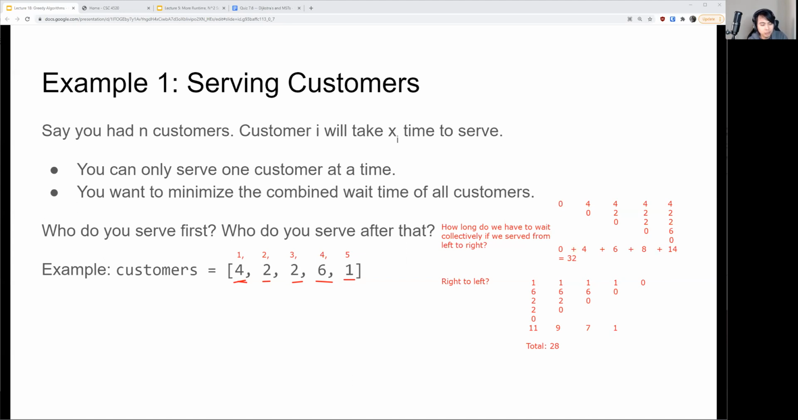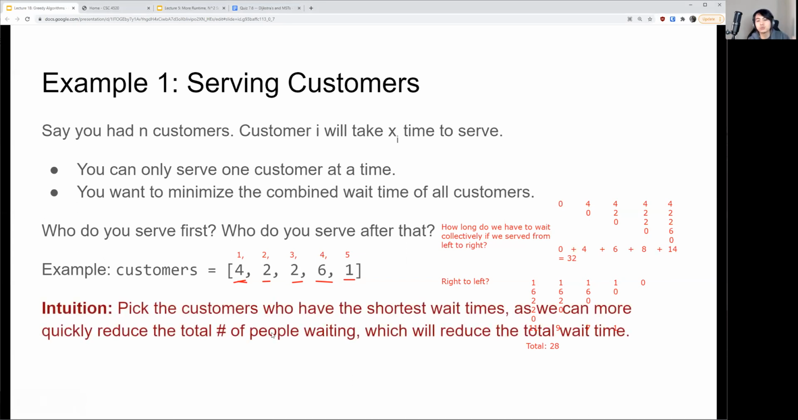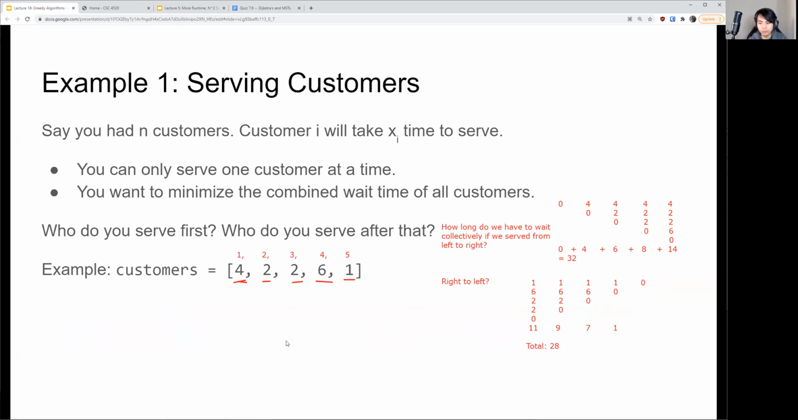Anyways, in this case, the intuition you all provided was that you want to serve the customers with the shortest wait times, as we can more quickly reduce the total number of people waiting, which will reduce the total wait time, right? So if we do this computation, we know that at the beginning, everyone only has to wait 1 minute because we're serving customer 5 first, right? And then we go ahead and serve customer 2 next. And everyone besides customer 5 who has already been served and customer 2 who's currently being served eats a cost of 2. From there, serving customer 3. From there, serving customer 4. And then lastly, serving customer 1 and then serving customer 4 after that.